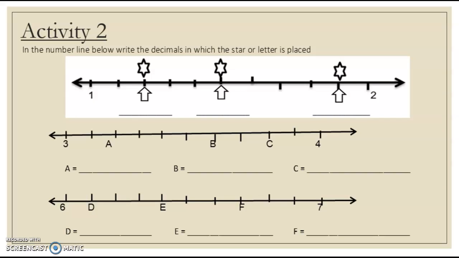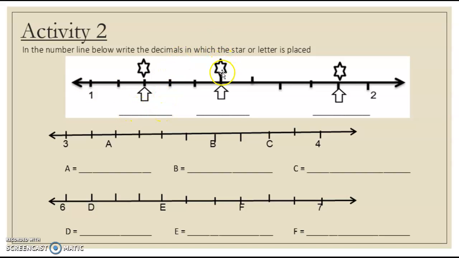Okay, activity 2. In the number lines below, write the decimals in which the star or letter is placed. I will help you with star number 1. We are given a number line. It starts with 1 and ends with 2. If we count the spaces in between number 1 and number 2, you will see that there are 10 spaces. That means each space is representing a tenth. So over here we have 1 and 1/10 and 2/10. So your answer over here is 1,2.